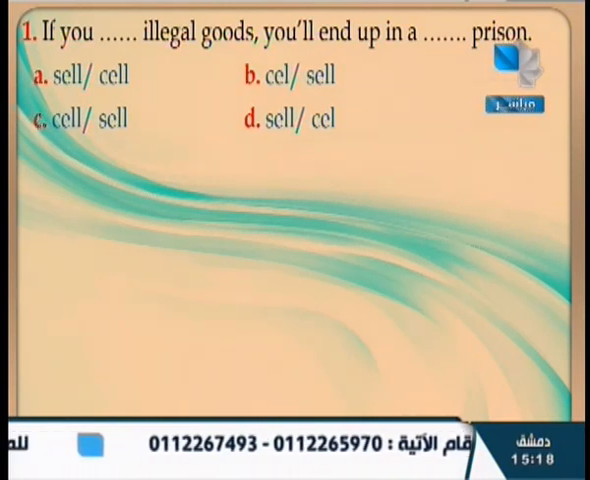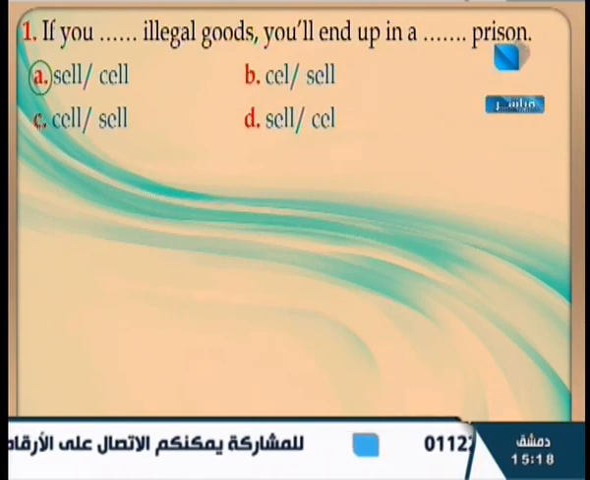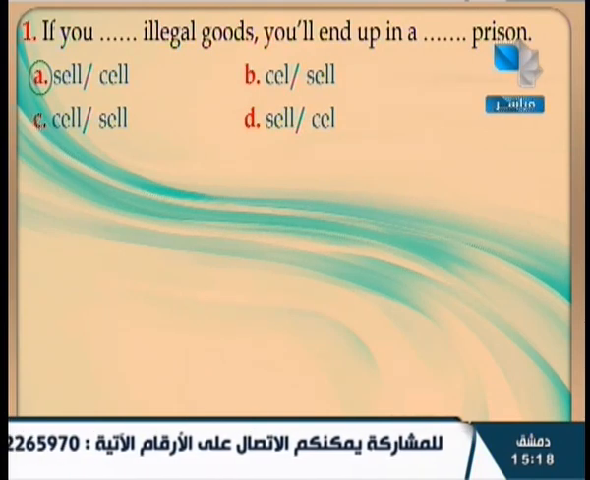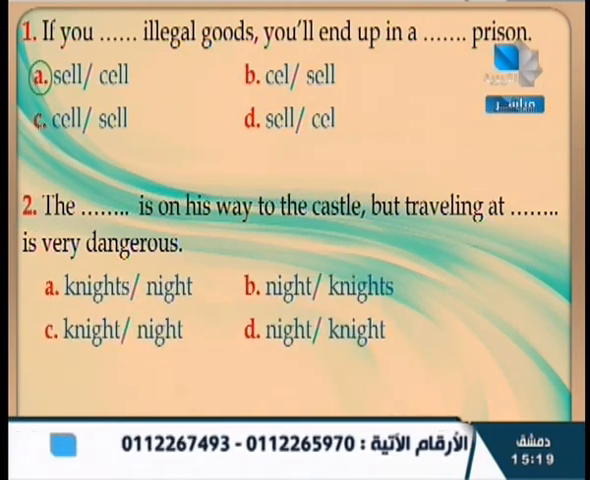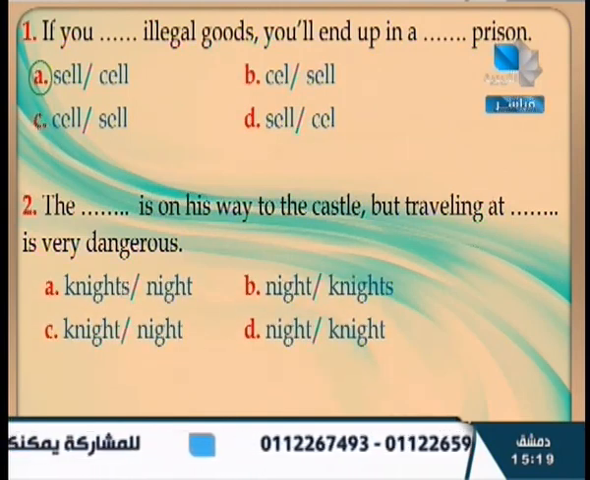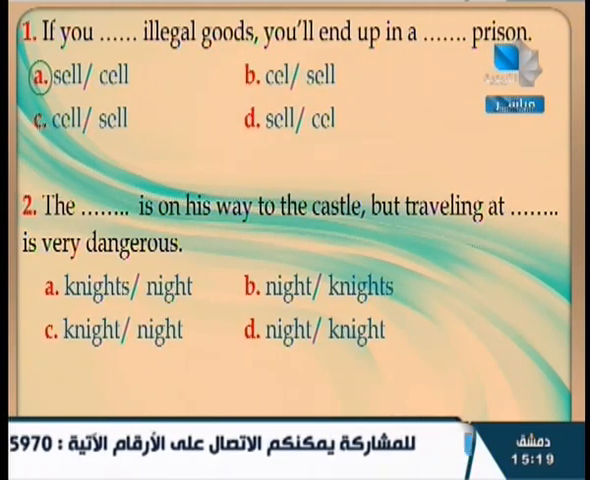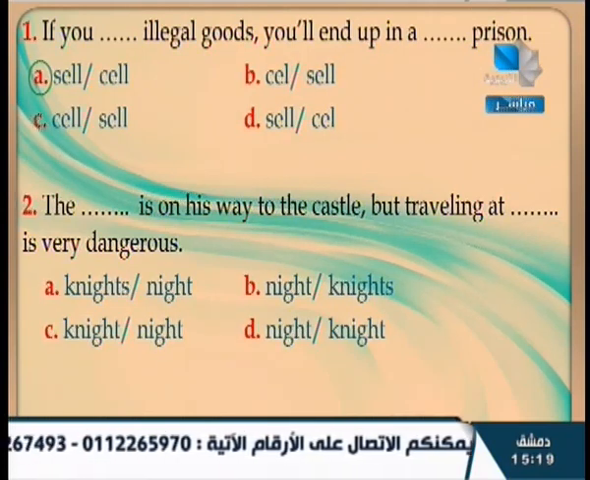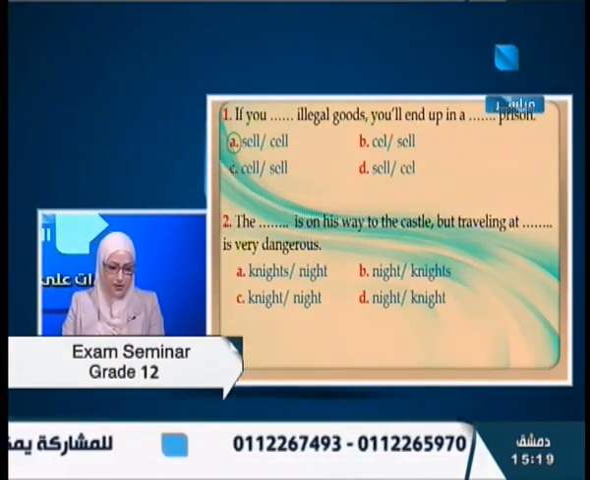The correct choice is A, sell, S-E-L-L. If you sell illegal goods, you will end up in a cell, prison cell, C-E-L-L. Number 2: the knight, K-N-I-G-H-T, which is in choice C. The knight is on his way to the castle, but traveling at night is very dangerous. The correct answer is C.